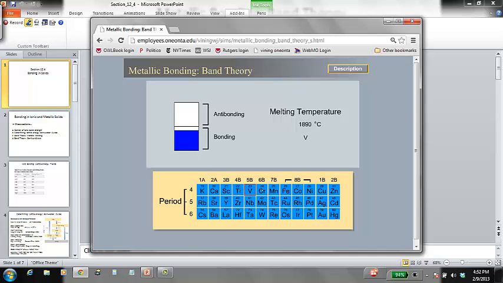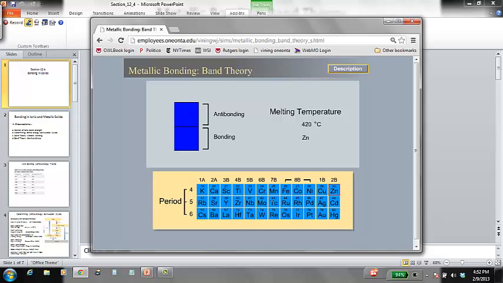When we get to chromium, we've filled up all our bonding orbitals, and our melting point's now really, really high. So our bonding's really strong. When we go past chromium, we'll start filling up our antibonding orbitals. And when we do that, the melting point will start going down again because we're filling electrons into orbitals that actually push the metal atoms apart.